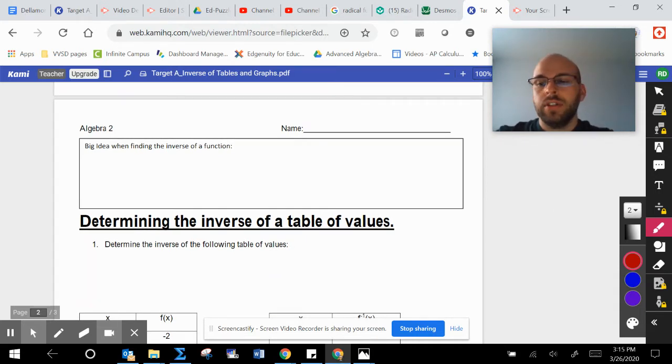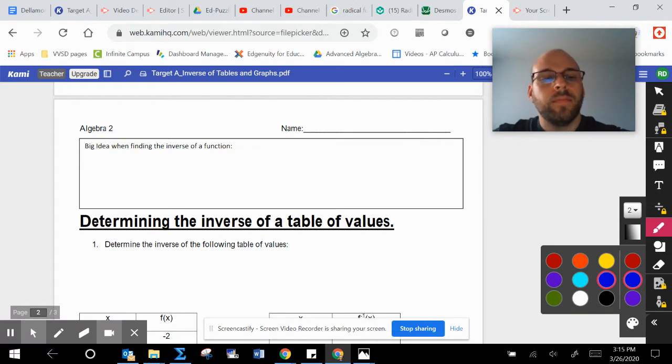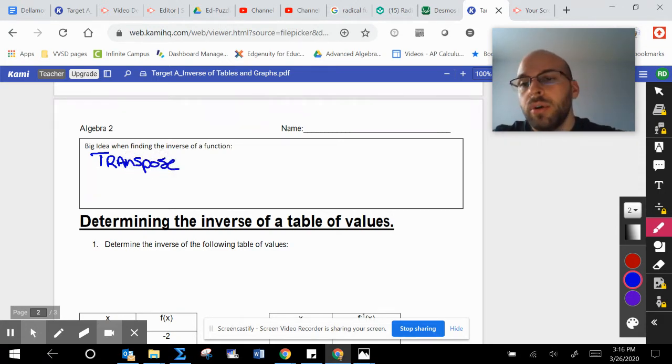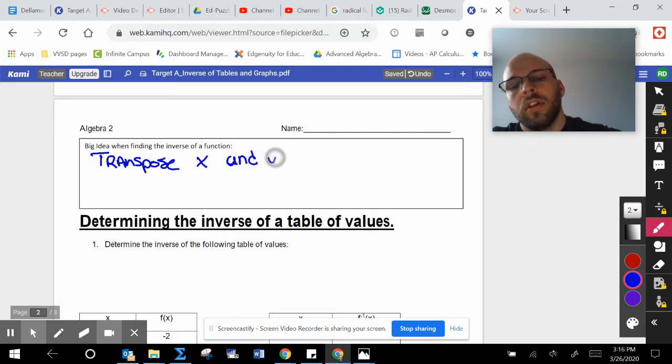Whenever we find the inverse of a function, we always want to transpose your input and output variables. And for input and output, we're going to use our x and y variables. Okay.